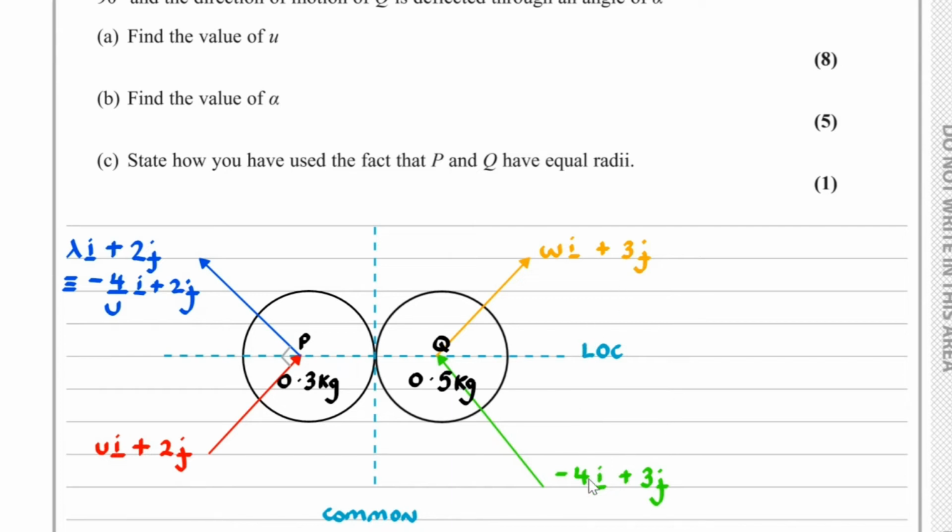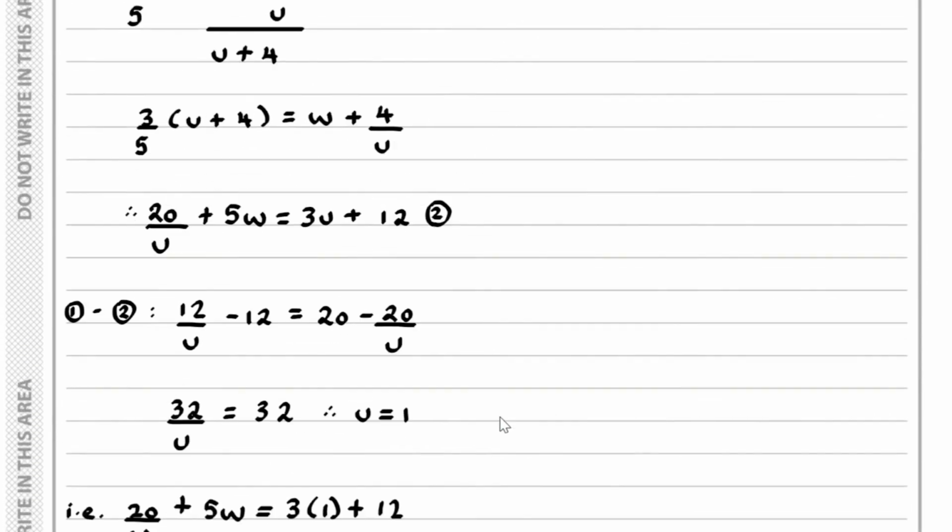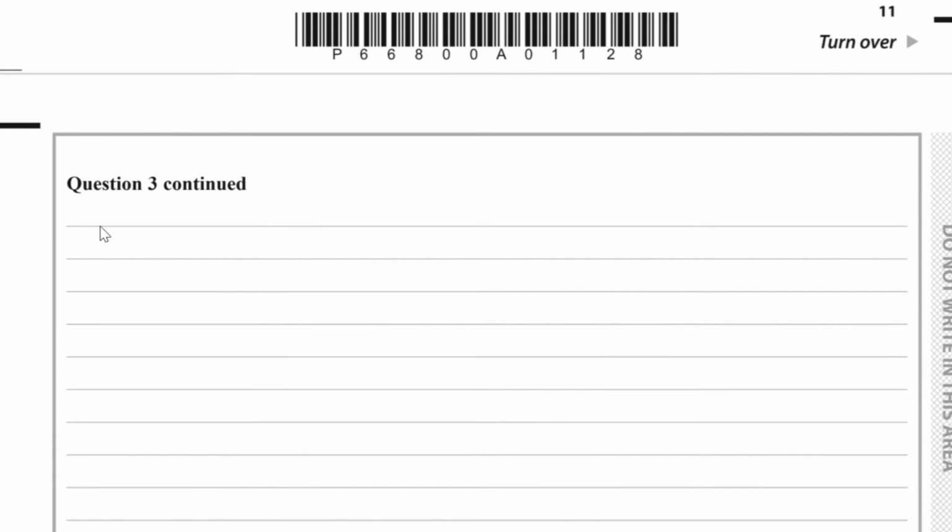Well, knowing what w is, I can use this information to say that the speed of q after will be minus i plus 3j. And to find out the deflection, we can find out the angle in between those vectors. Perhaps if I draw this out, we have the vector here, which is minus 4i plus 3j.